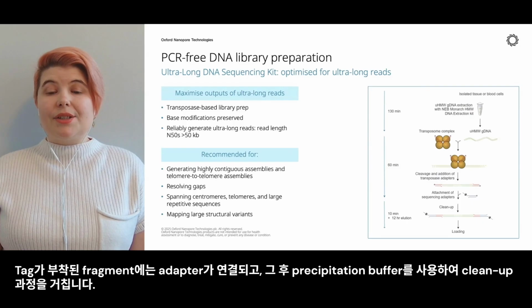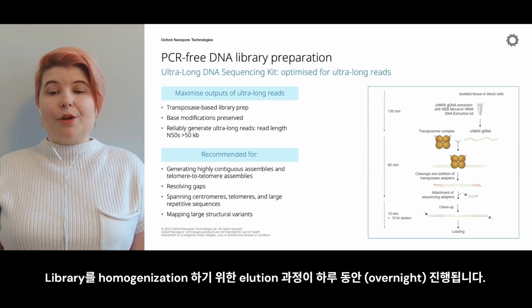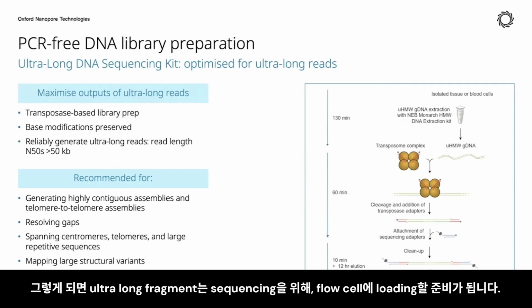Adapters are then attached to the tagged fragments, followed by a cleanup using precipitation buffer. After the recommended overnight final elution step to homogenize the library, the ultra-long fragments are ready to be loaded on the flow cell for sequencing.